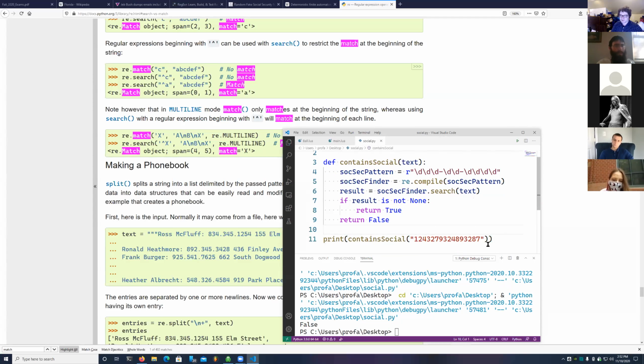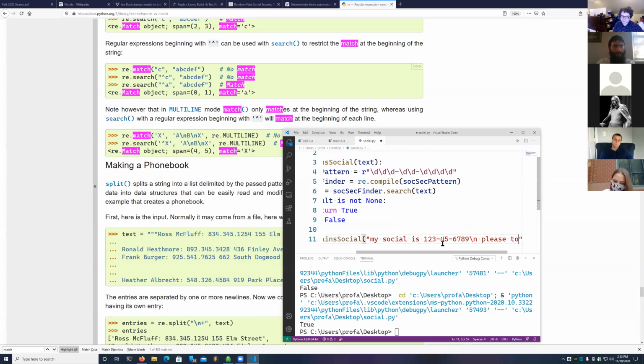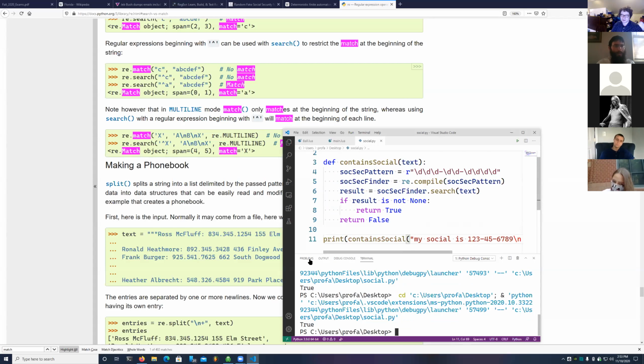False. And now let's plug in a Social Security number. So this is your Social Security number. I'm so sorry for doxing you, but not really, because somebody would have guessed it eventually. Let's test this out. My social is blank. Please do not steal. And it tells you true or false. This program will figure out true or false. Were you able to find it?